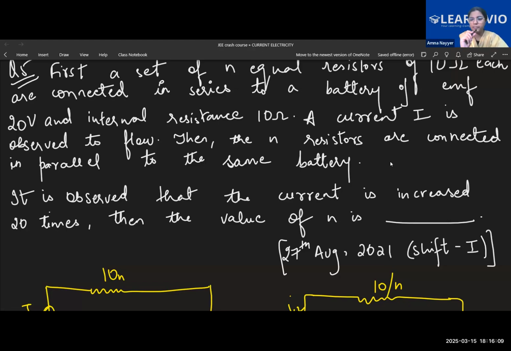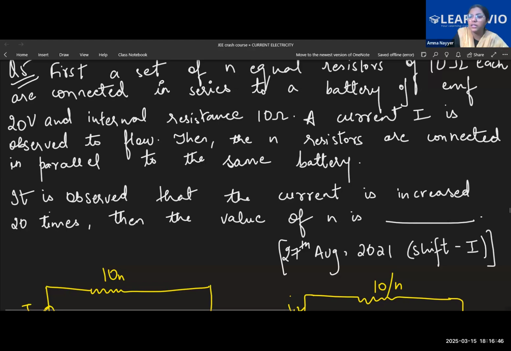Yes, Meera, you want to try? Ma'am, is it like I in series is 20 times that of I in parallel? No, but you're close. Look, we'll use this 20 times only. This is saying it is observed that the current is increased 20 times. So as Meera was saying, series connection and parallel connection, the ratio is 20. So yes, you're right. Your series connection's current will be 20 into the parallel connection.